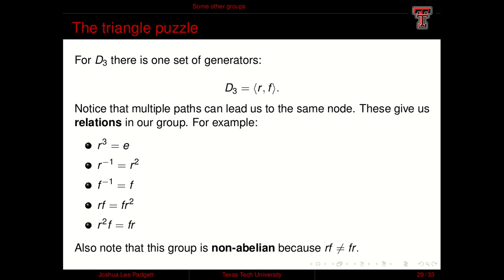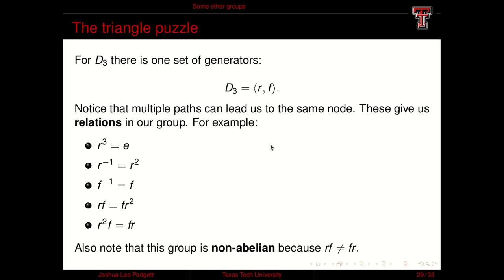So D3 has one set of generators, which is just rotations and flips. The idea is anything else that you try and use as a generator would not be sufficient. For instance, trying to use r squared, I would still need r, and you should try and convince yourself of that fact. Also, we have relations, and what are relations?